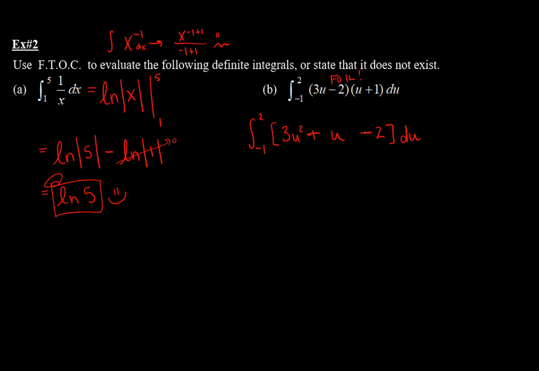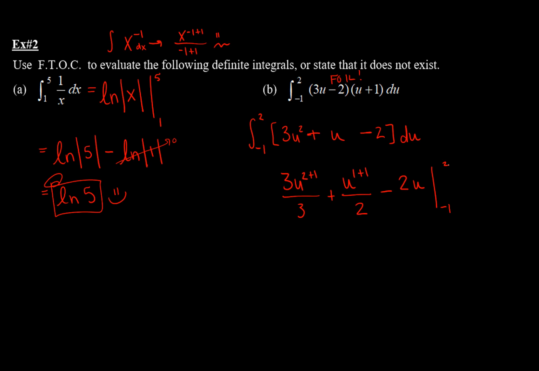All right, this is what I'm going to take the antiderivative of. So remember, the 3 goes along for the ride. And here I've got u to the power of 2 plus 1, and then I divide by that 2 plus 1. And then here I've got u, which is already to the power of 1, add 1 to it, and divide by that power. And then here I don't have a u, I'm just going to add a u. And then this is going to go from -1 to 2.